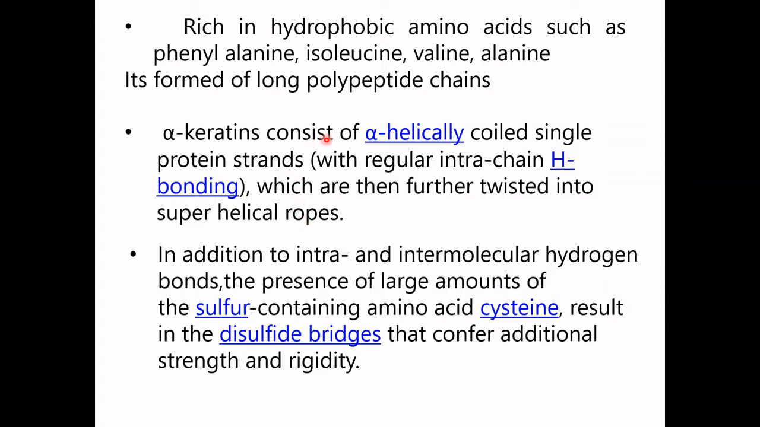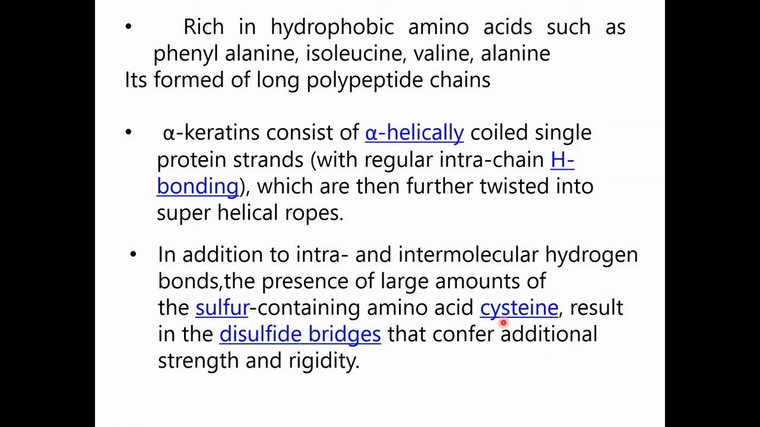In alpha keratin there will be many alpha helically coiled protein strands. They are coiled around each other. To link them together, there will be intra-chain hydrogen bonding. So each alpha keratin is linked together by hydrogen bonding. Intra-chain hydrogen bonds are there. In addition to these, there are a large amount of disulfide bridges because it contains the amino acid cysteine. So hydrogen bonding and disulfide bridges are there in the alpha keratins and also in the beta keratins.